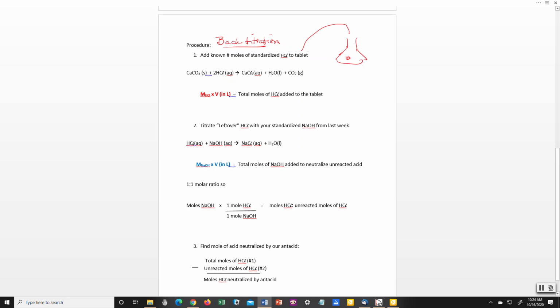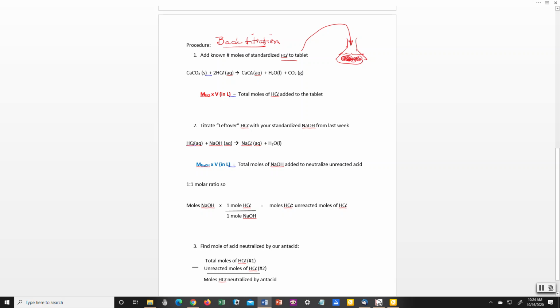We're going to add a known number of moles of HCl into this tablet. This will allow the tablet to dissolve, because that, after all, is what the tablet's meant to do. It's meant to dissolve, not in water, or every time it got humid, your container of Tums would become mush, but in acid. The binders that hold it in a tablet form will dissolve in acid.